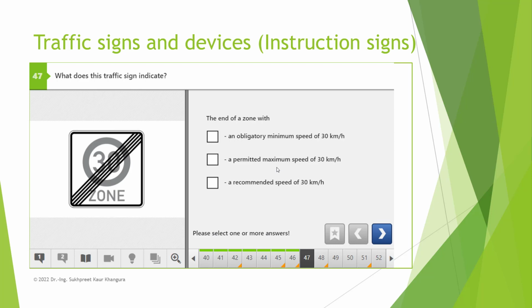Going towards the next. What does this traffic sign indicate? There is a 30 zone and now it has been cancelled. The end of a zone with an obligatory minimum speed of 30 km per hour?